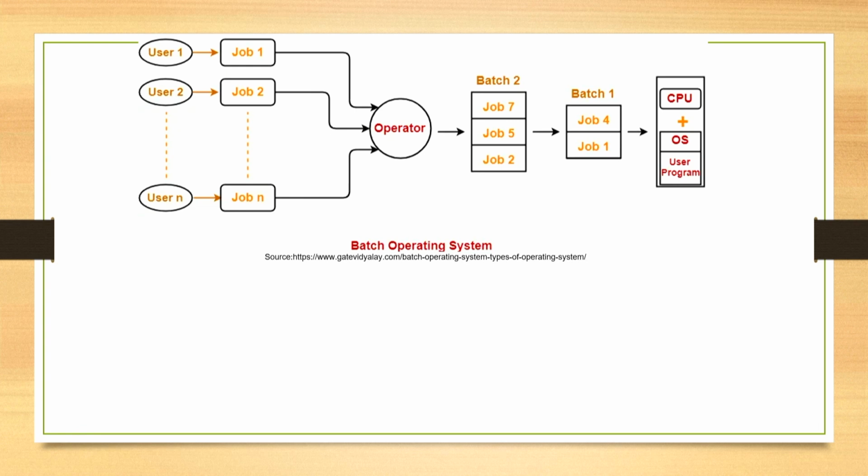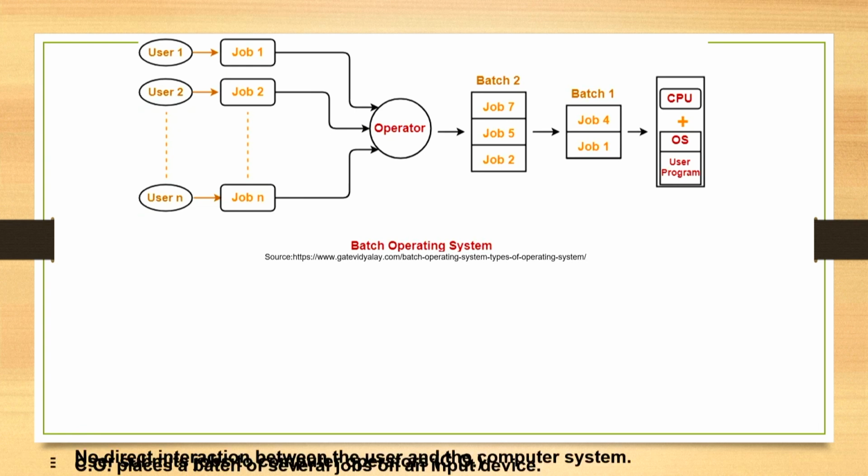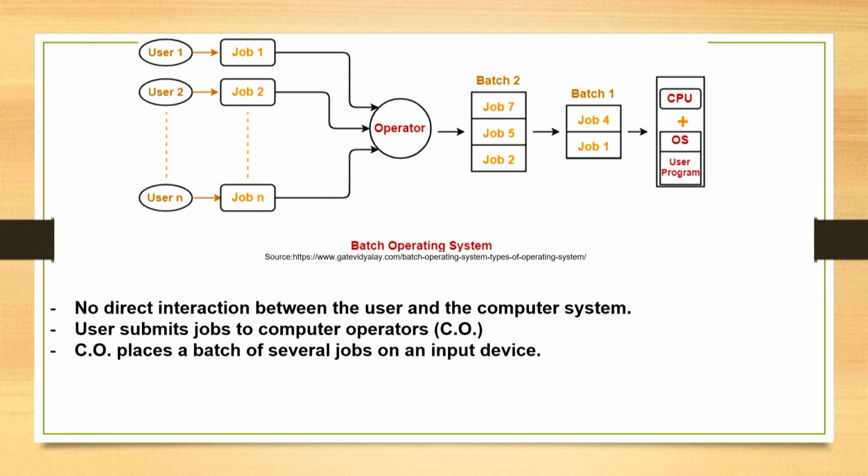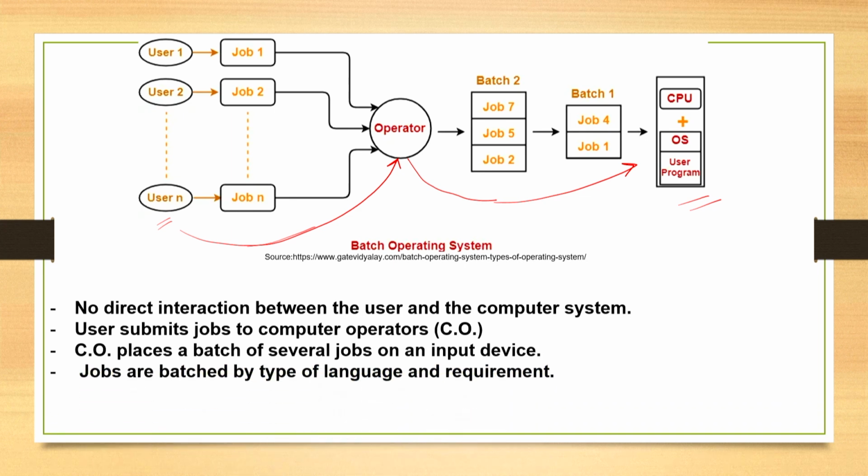So, that is the rough idea of batch operating system. What does it exactly do? There is no direct interaction between the user and the computer system, because here the user has to submit the jobs to the operator, and the computer operator submits batches, where each batch consists of several jobs, on an input device. Once it is submitted, it will be executed by the system.